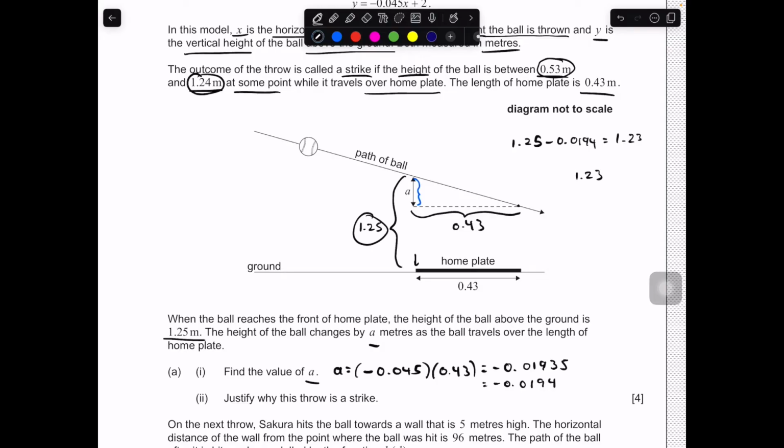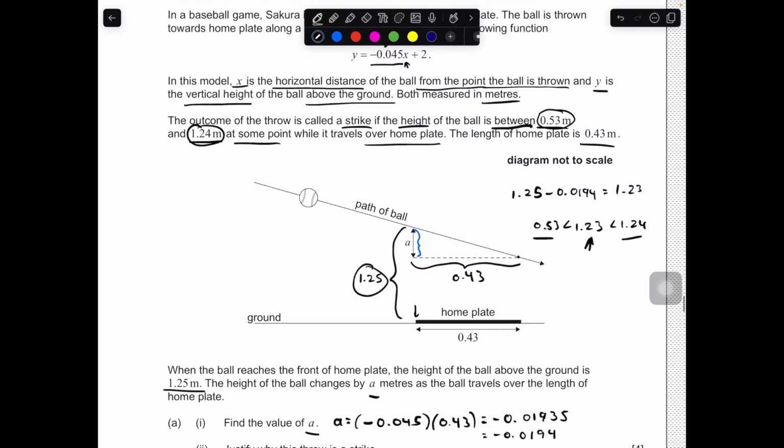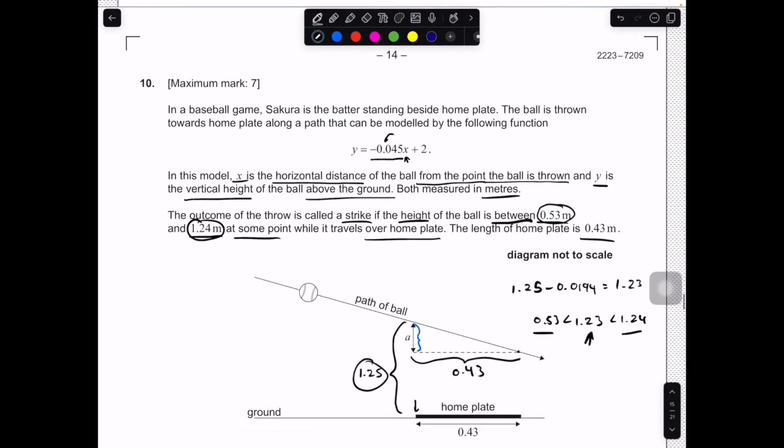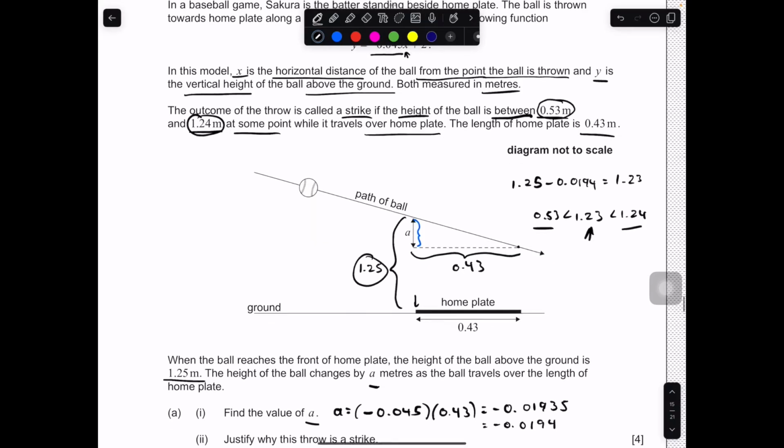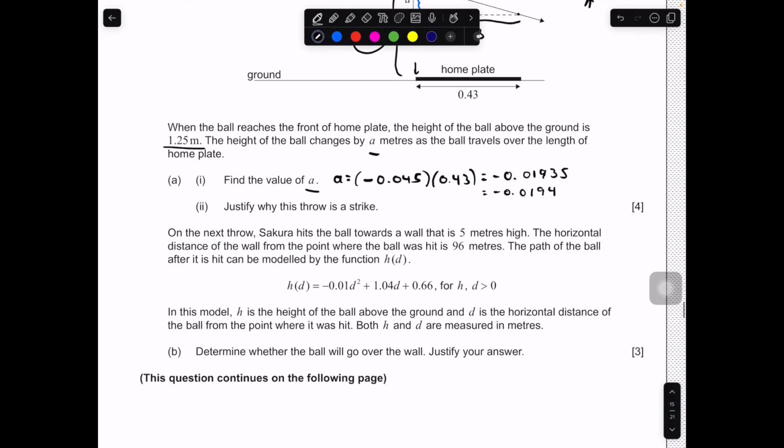1.23 meters, it's greater than, because it's between greater than 0.53 and less than 1.24. So it's a strike if it's between 0.53 and 1.24. So it is a strike. There are other ways to work this one out, but I think that one is the most intuitive.